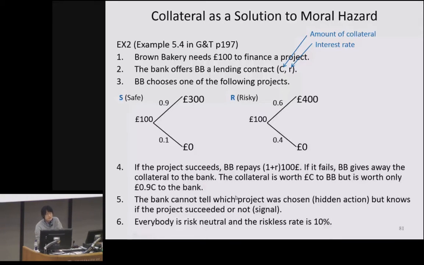Again, the bank cannot tell the project choice. Project choice is a hidden action by Brown Bakery, but the bank can observe the project outcome, success or failure. And we assume that the bank wants a 10% expected return. So when the bank lends £100, the bank wants £110 in expectation. It's almost the same. The only difference is that now collateral is included in the contract.